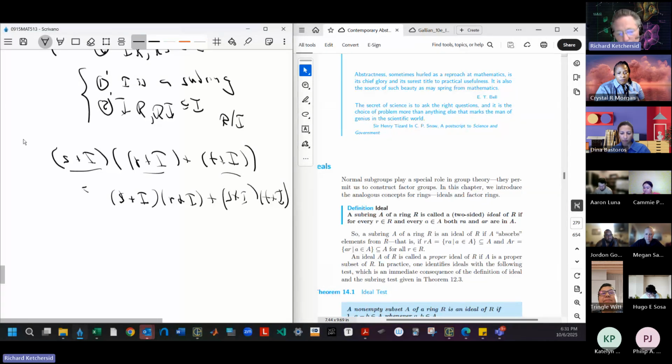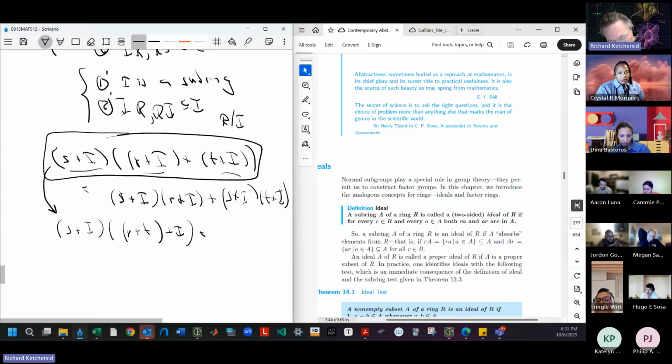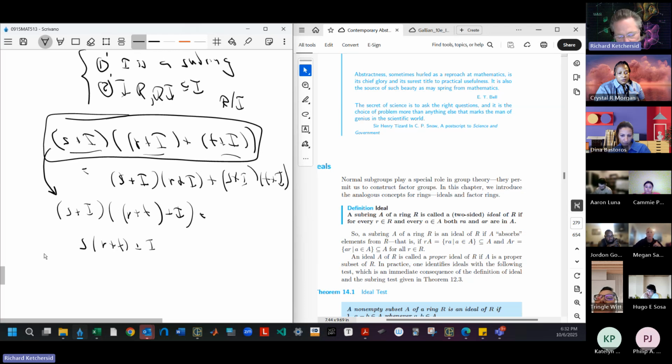Okay, but now what does this turn into when we unpack it with our definitions? Well, I'll do it one bit at a time, right? S plus I, and then this stuff in here is going to become R plus T plus I, right? And so that's equal to this. So this top line right there is equal to that thing right there, and that's equal to S times R plus T plus I. All I'm doing is using the definition of how we're doing addition and multiplication, right? And this is equal to SR plus ST plus I.